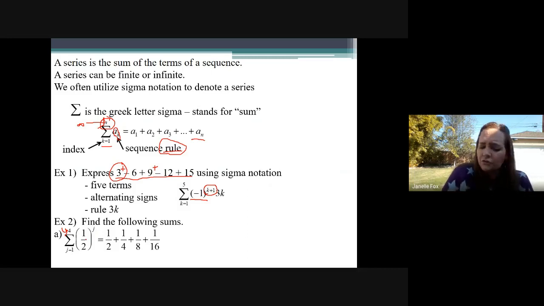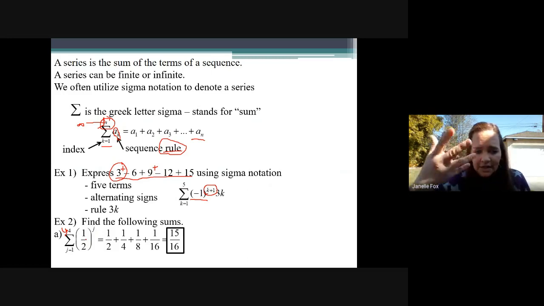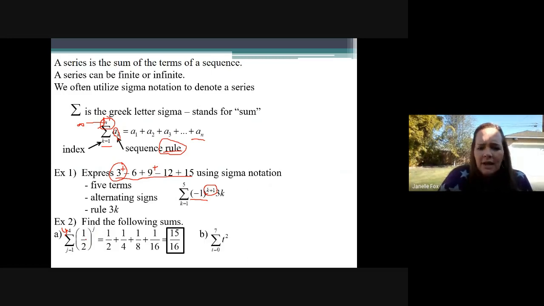And so just use your fraction button, go 1/2. So 1 plus 1/4, et cetera, and you get an answer of 15/16, and that's your answer. So you have in fact evaluated this sigma guy right there. Okay, let's try another one.